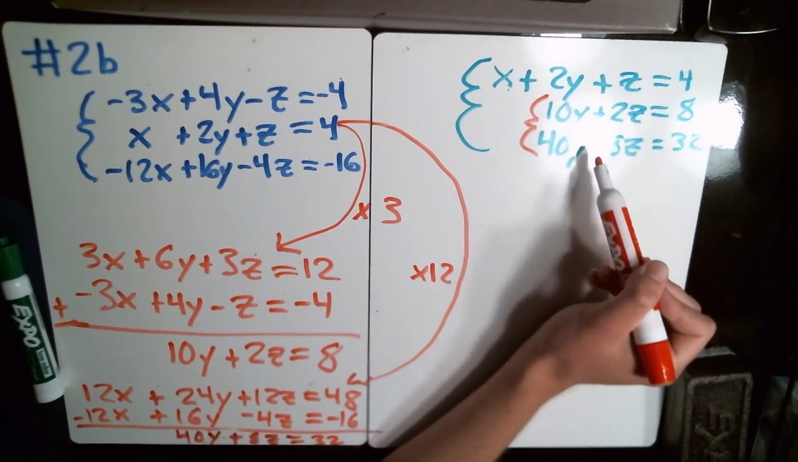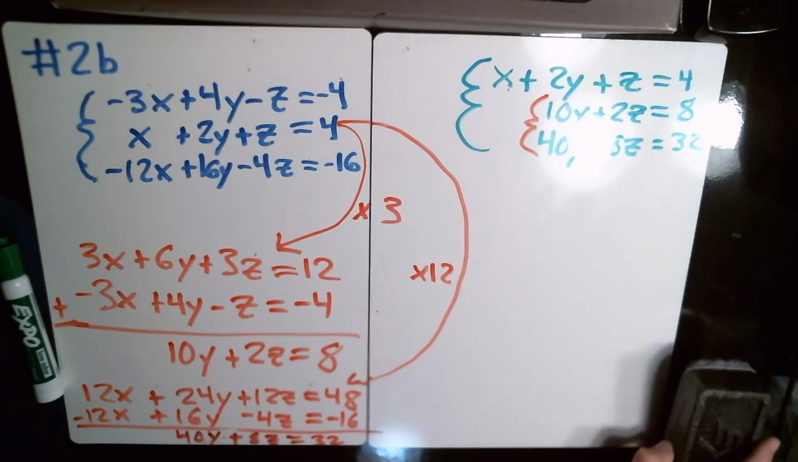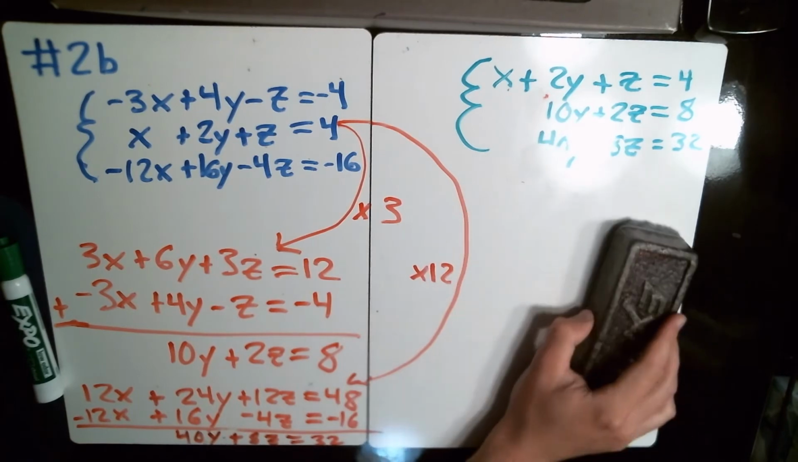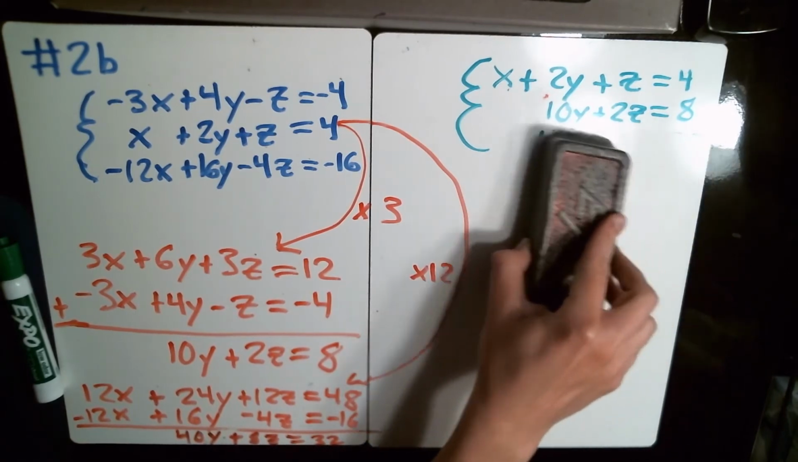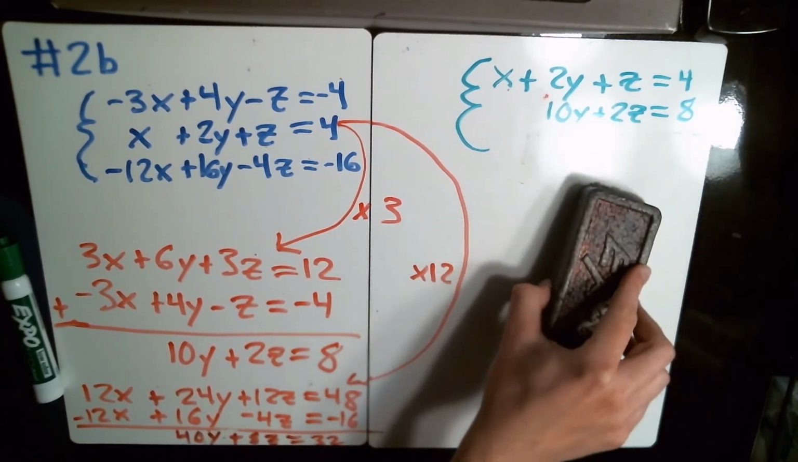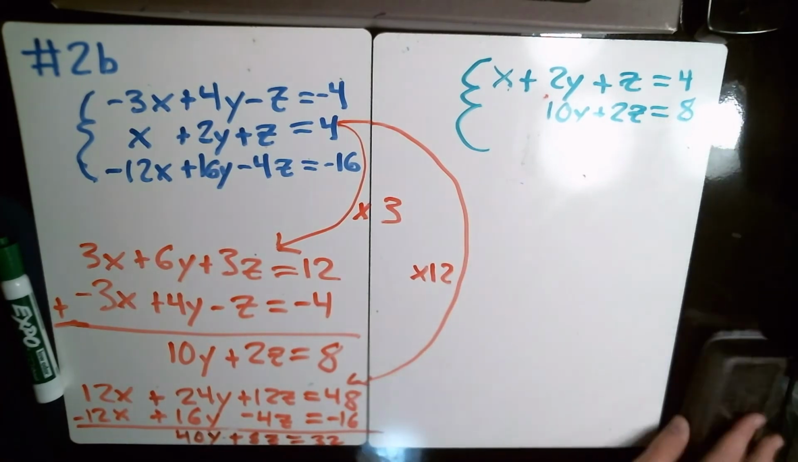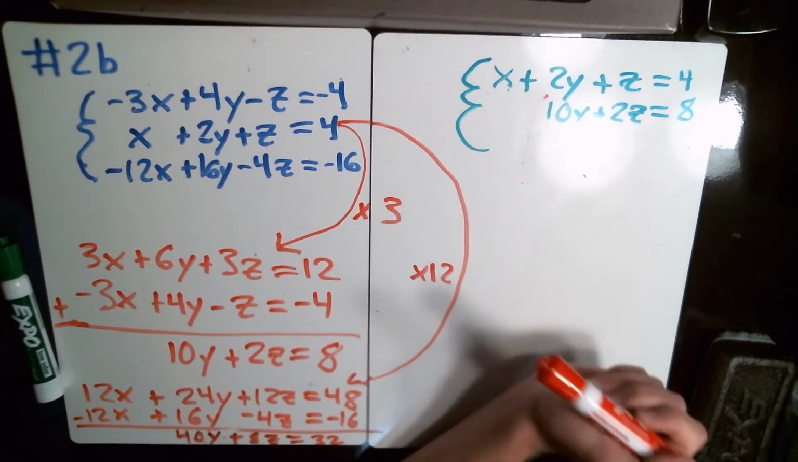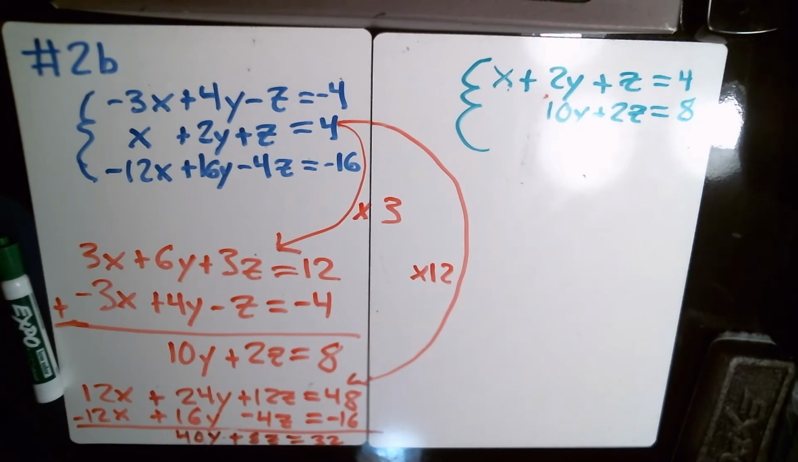These two are the exact same line. Okay? So we don't need this bottom one either, because those two were the same thing, right? One was just a scalar multiple of the other. Okay, so now we have a system of two equations with three variables.